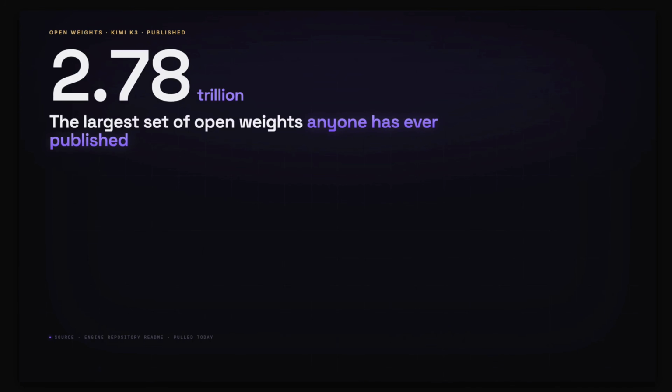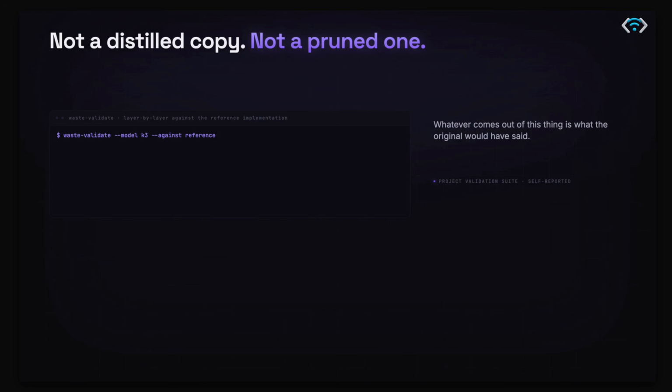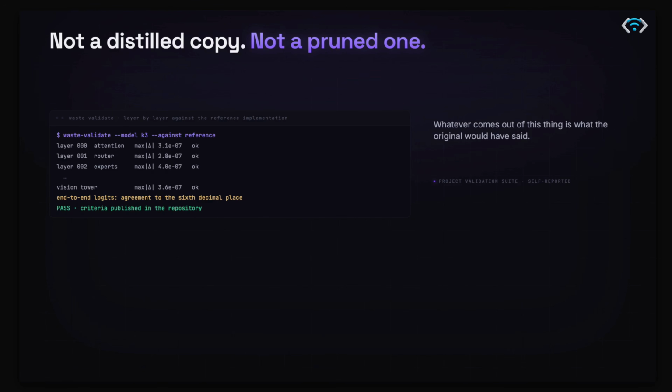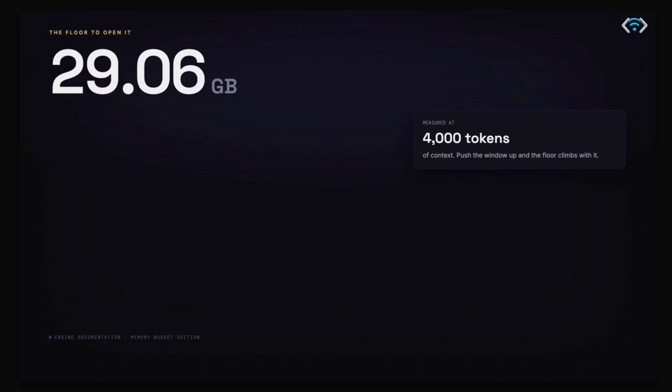2.78 trillion parameters, the largest set of open weights anyone has ever published. And there is now an engine, 6,000-odd lines of C, no Python, no CUDA, one binary, that runs it on an ordinary laptop. Not a distilled copy, not a pruned one.